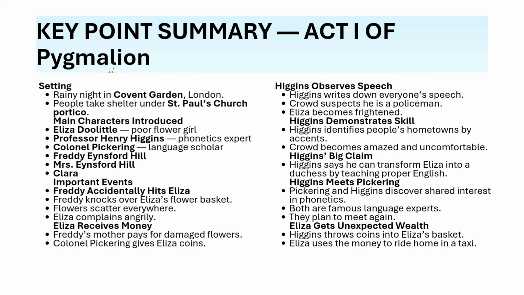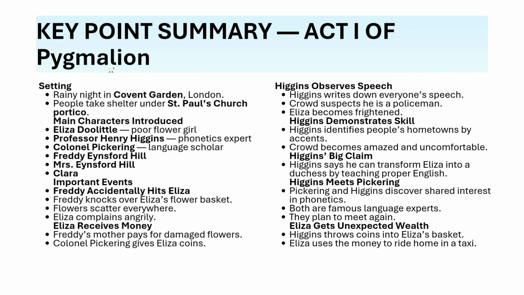The first significant incident occurs when Freddie accidentally bumps into Eliza while hurrying through the crowd. As a result, her flower basket falls to the ground and the flowers scatter everywhere. Eliza becomes upset and angrily complains because her livelihood has been damaged. To compensate for the accident, Freddie's mother pays Eliza for the flowers. Shortly afterward, Colonel Pickering also gives her some money. This incident highlights Eliza's economic vulnerability and dependence on daily earnings.